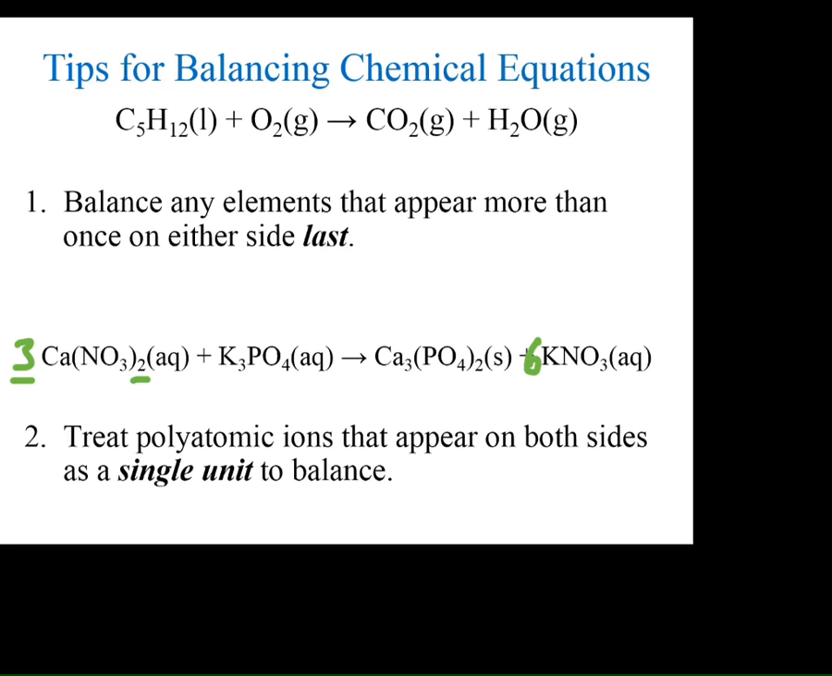Now I've got 3 potassiums on the left, 6 potassiums on the right. So what would I do? Put 2 here. Now I have 2 phosphates on the left and 2 phosphates on the right. So it's balanced. Again, it becomes much harder if you do all the oxygens separately because you go crazy again. So keep those polyatomics together.